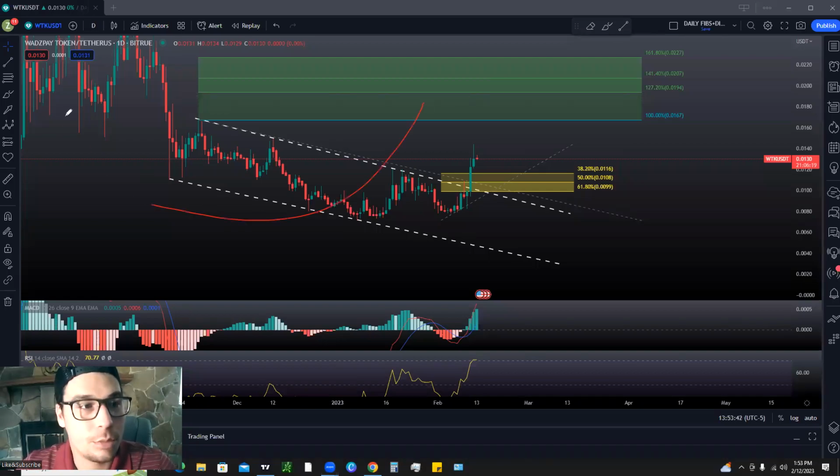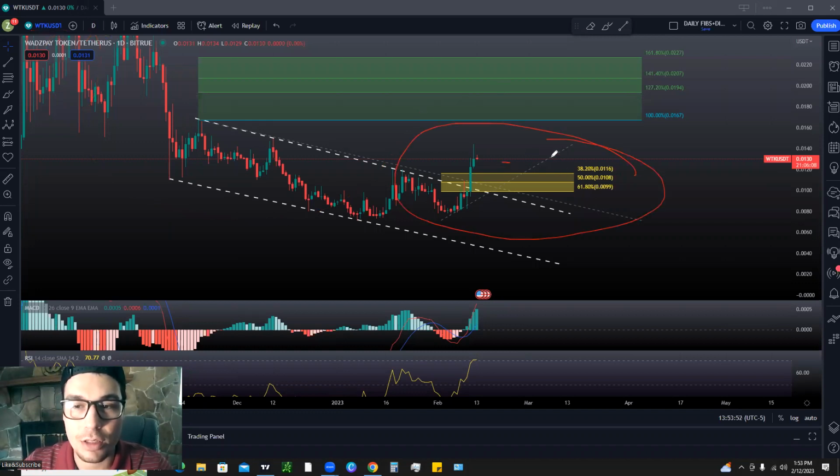What's up, traders? Super excited for today's video on ticker symbol WTK. This is the Wadzpay token, breaking it down on the daily chart as always. We're going to go over the major levels of support as well as some bullish price targets, and the scenarios that we really need to see to reach some of these bullish price targets, as well as some of the scenarios that could happen if we break our major support levels.